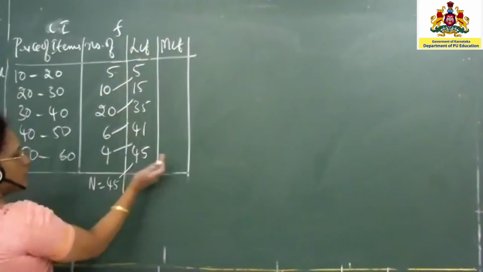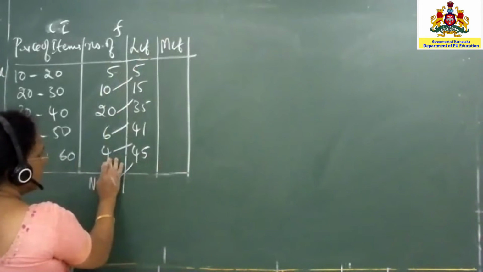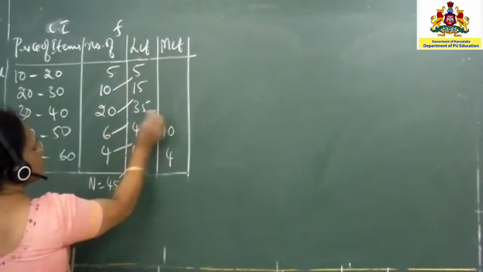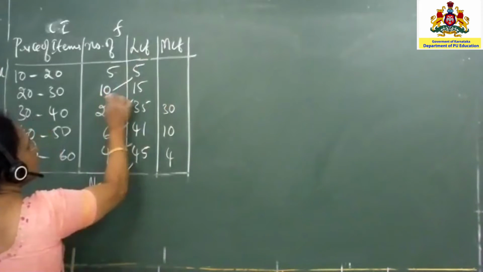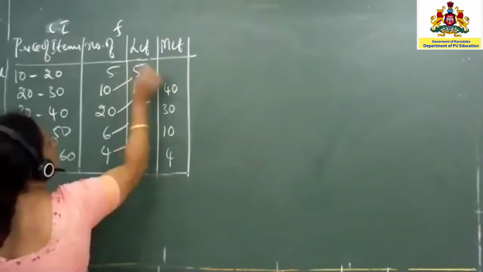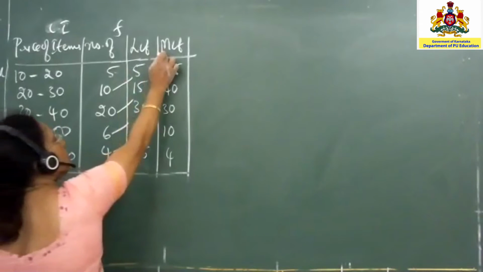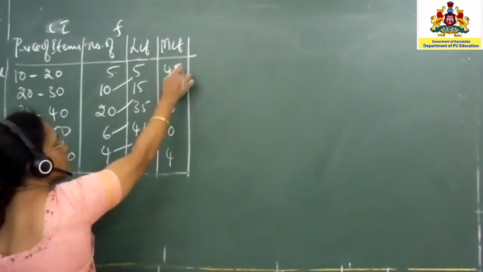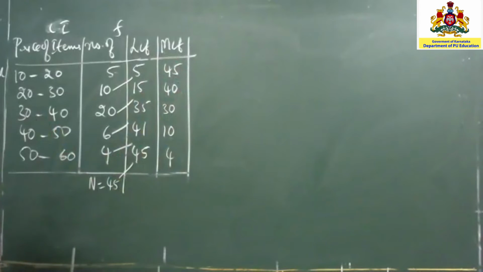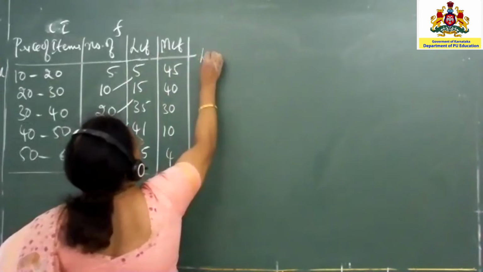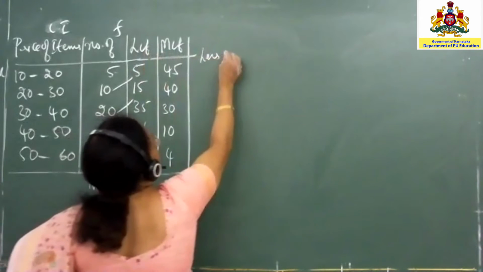Now coming to MCM. The same thing you will do from the last observation. So here this is 4. Now 4 plus 6, 10. Now 10 plus 20, 30, 30 plus 10, 40, 40 plus 5 is 45. If it is MCM, it's more, maximum value, starts with the maximum value and gradually it decreases. Now, if at all you have to draw the ogive curves, there are two types of ogive curves. One is like this, named less than ogive.